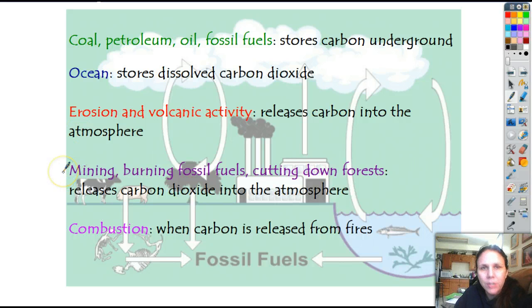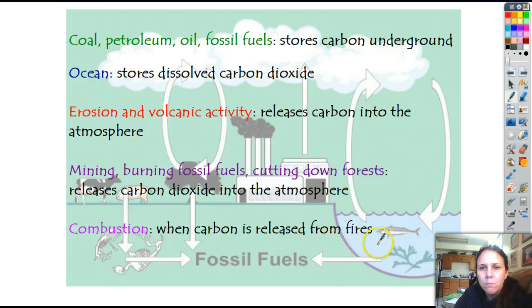Also, and here's all the ones that we're responsible for: mining, burning fossil fuels, cutting down forests, things like that. That releases carbon dioxide into the atmosphere. And then, of course, combustion. Major fires that we have, especially here in Southern California, we get a lot of fires here, releases a lot of carbon that was stored in the plants out into the atmosphere.